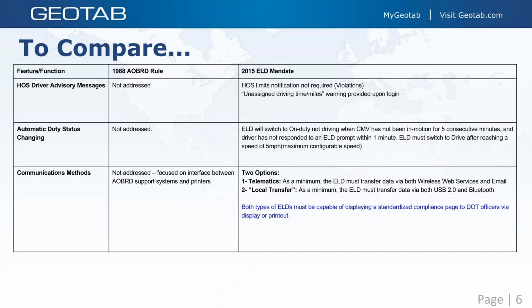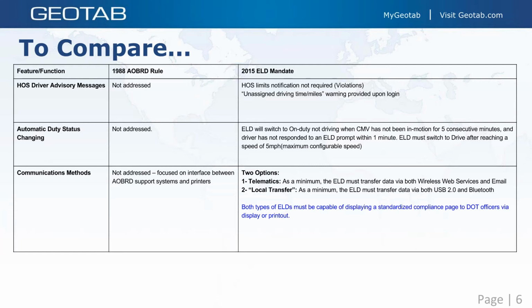HOS driver advisory messages were never addressed in the AOBRD regulations. Now they say HOS limits notification is not required, so these would be violations. However, for unassigned driving time and miles, this warning must be provided upon login. So let's first touch on that first item, the violations.